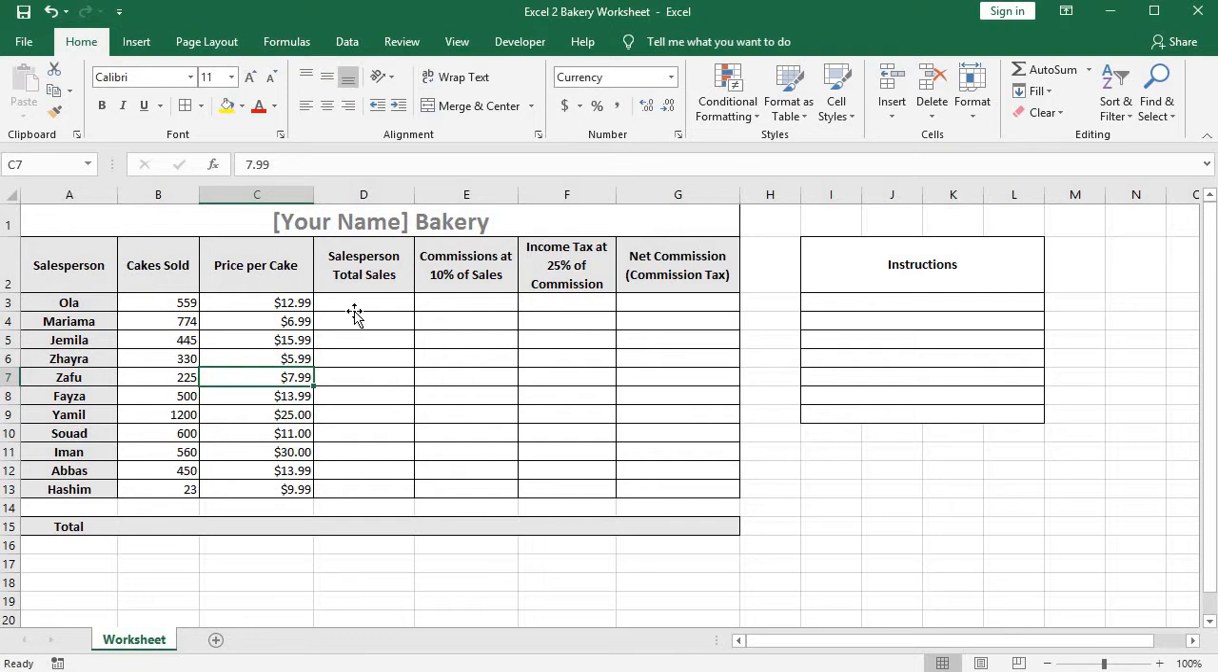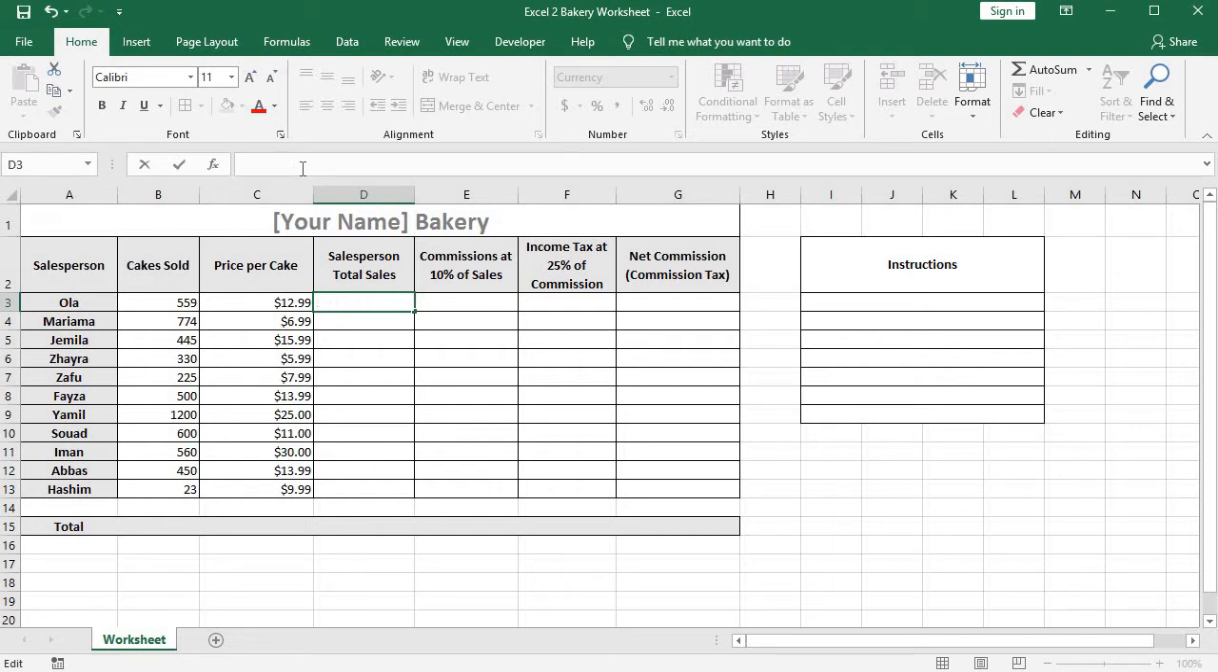So let's get started here. The salesperson total sales. We can calculate how much sales each person generated by multiplying the amount of cakes that they sold and then the price per cake. So it's the quantity times the price of each unit. So it's basically this number times this number right here. But instead of multiplying the numbers manually, instead of doing 559 times 1299, we're going to use the cell IDs themselves.